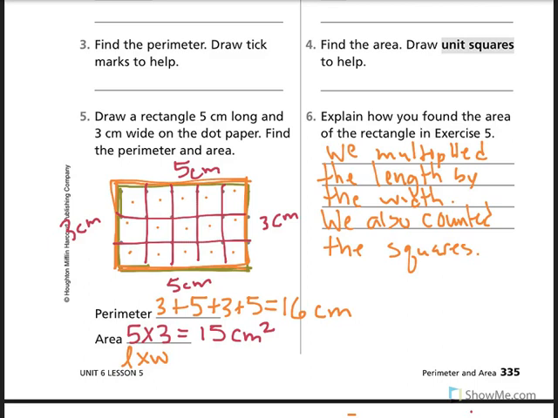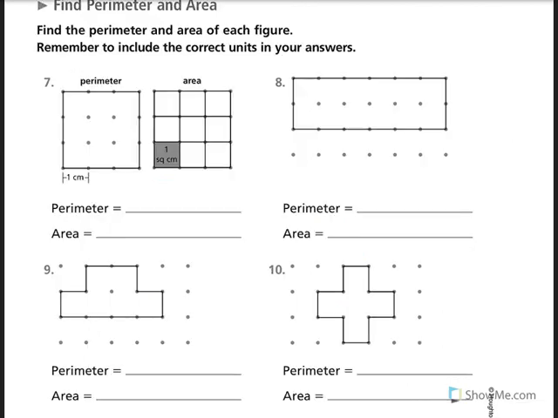All right, let's continue. Okay, so now we're going to find the area and perimeter of each of these figures. If you're feeling confident, you can pause this and go ahead. If you want, you can work along with me. So let's go ahead and label our sides.